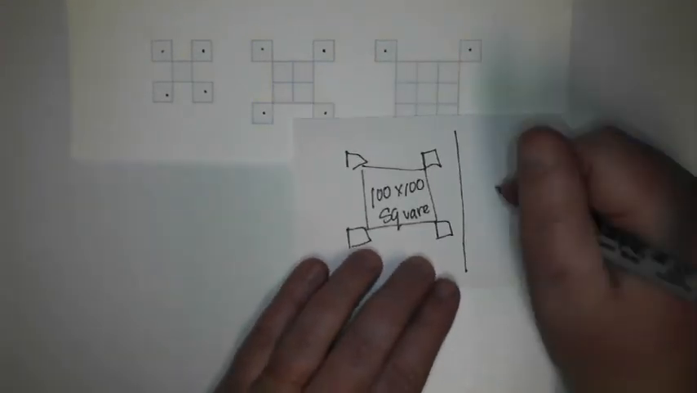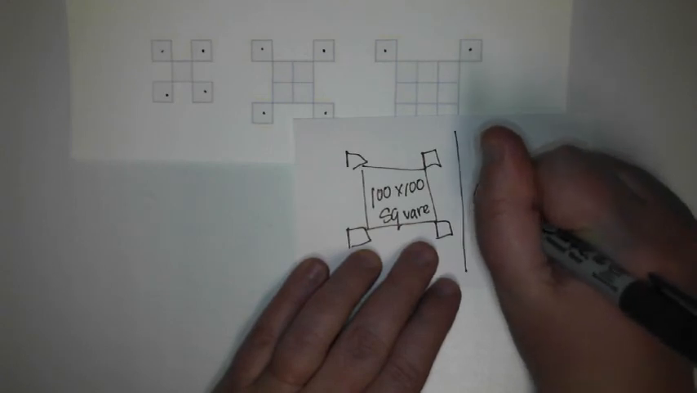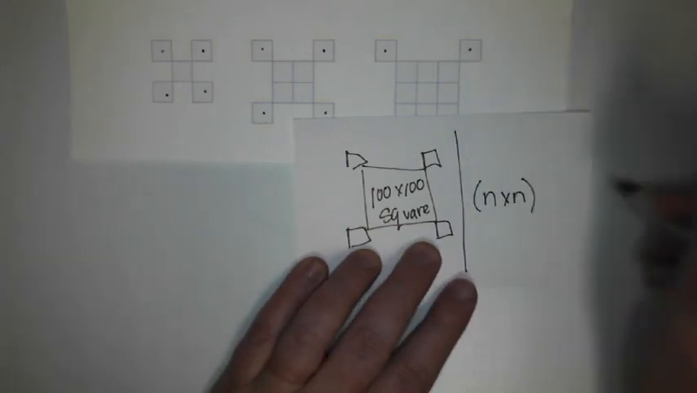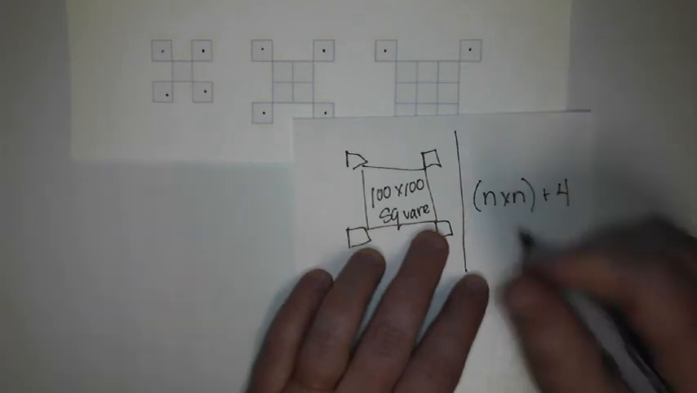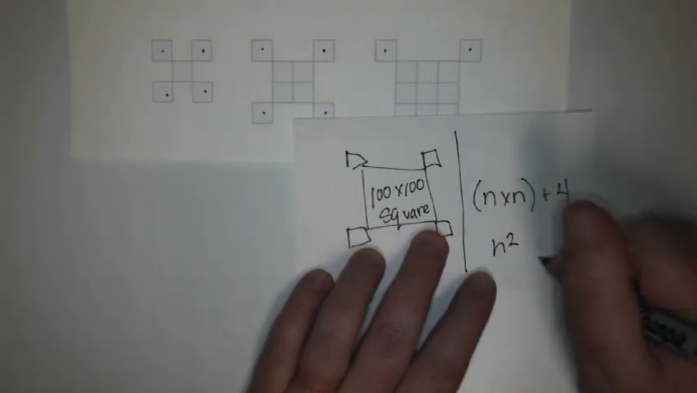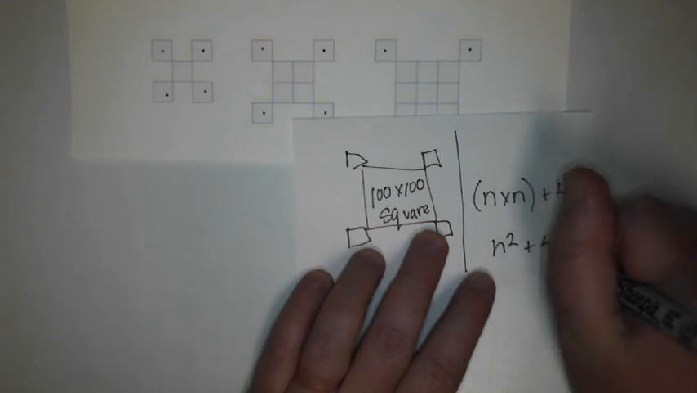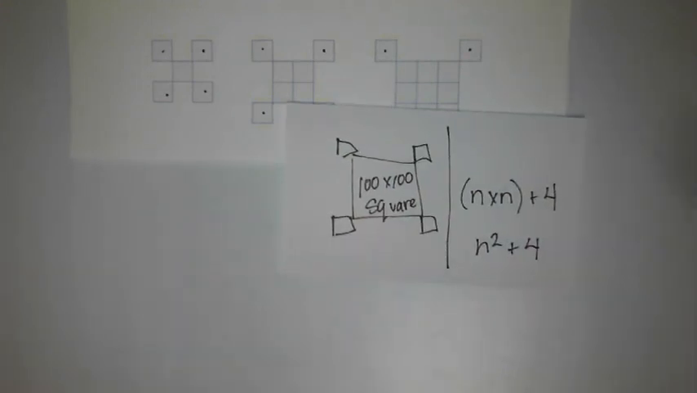The nth picture would be a square with dimensions n times n, and then add the 4 blocks. You may have said that that looks like n squared plus 4. Both of these expressions are equivalent, and that's a-okay, fine by me.